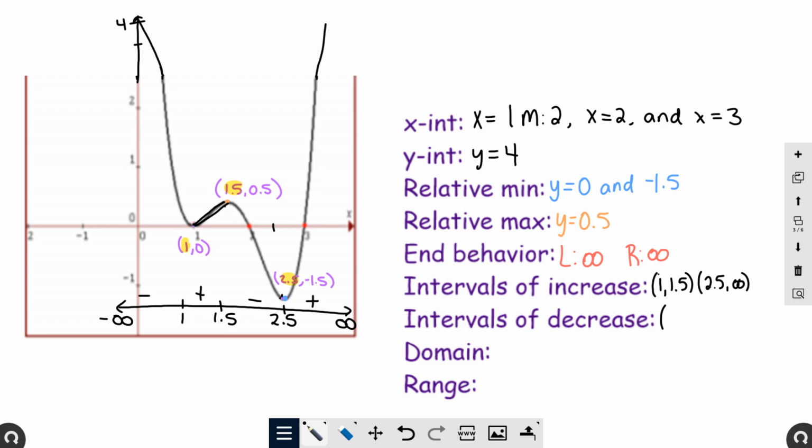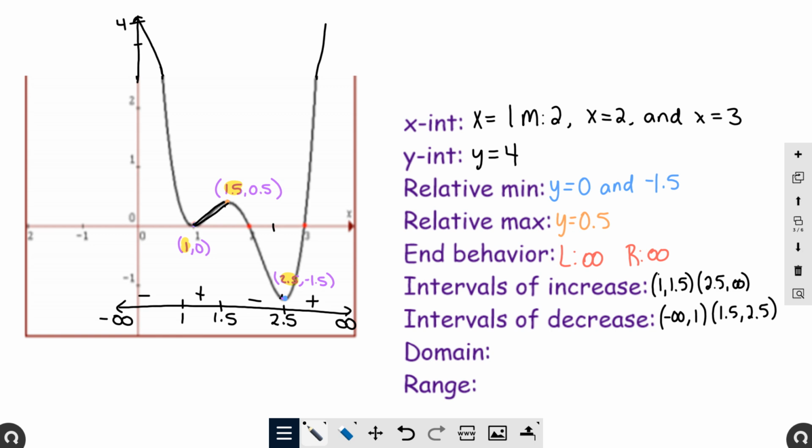Start at the far left. What have I got? Negative infinity to 1 and to 2.5. That's right. So look at those intervals where that graph increases and decreases. You always want to go left to right. You always want to write your intervals as the smallest number to the bigger number.